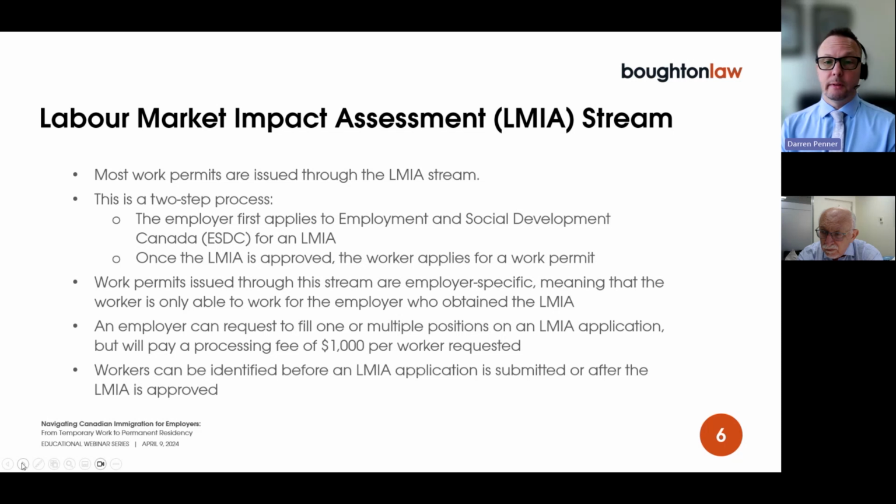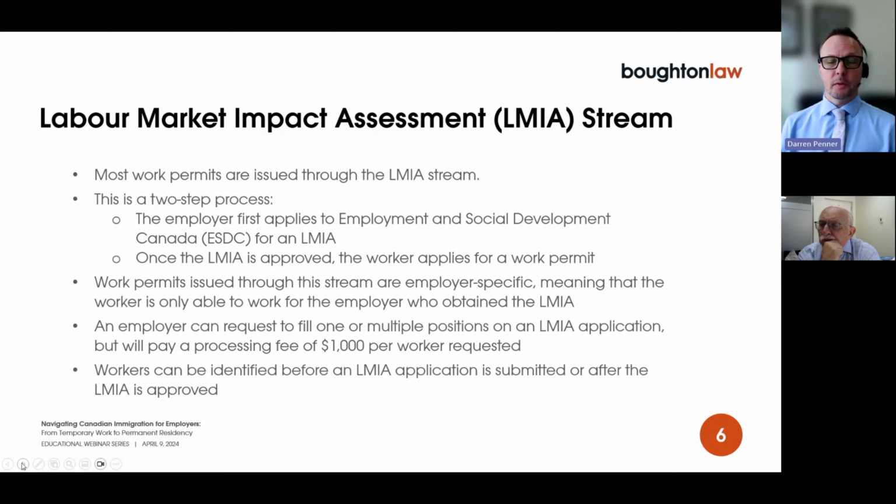As I said, work permits issued through this stream are employer specific, so the worker can only work for the employer who's named on the LMIA. And an employer can request an LMIA for one employee or for many employees. Some of our employers just have one specific person that they want to hire. So they'll ask us to prepare an LMIA for that one worker.